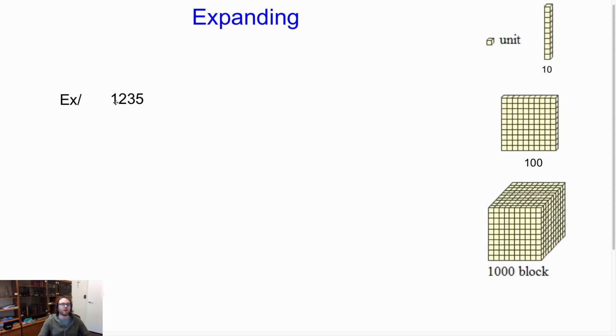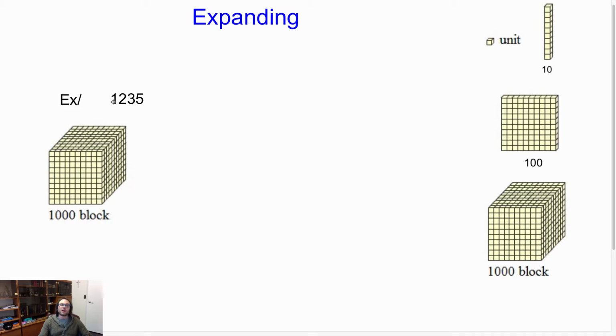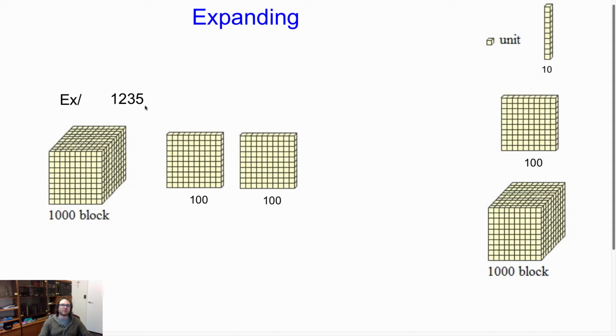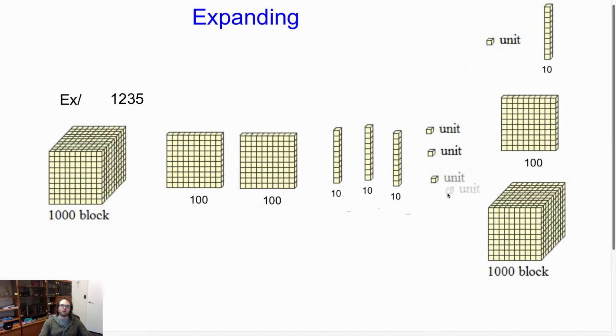Here's my first example. We have 1,235. What does that mean? Looking at this number here, we have a thousands block, then we have 2 hundreds blocks, and then I'm going to have 3 tens blocks, and then we're going to have 5 units. Once we have 10 of these, it makes one of those. So let's look at what we have here.